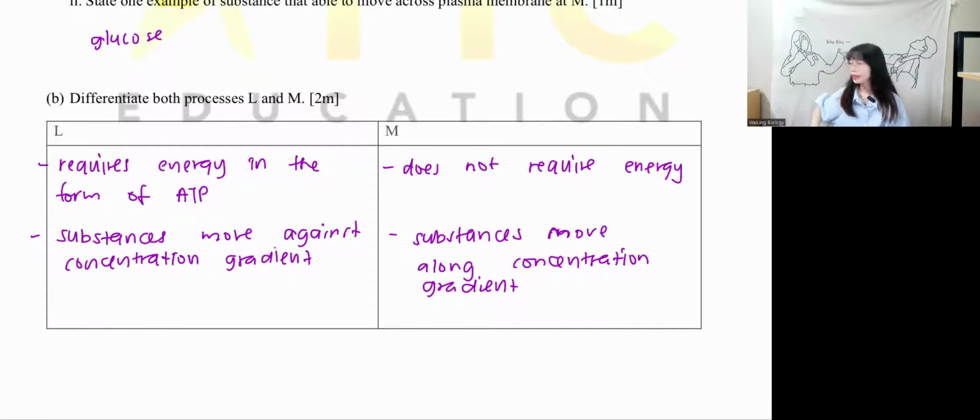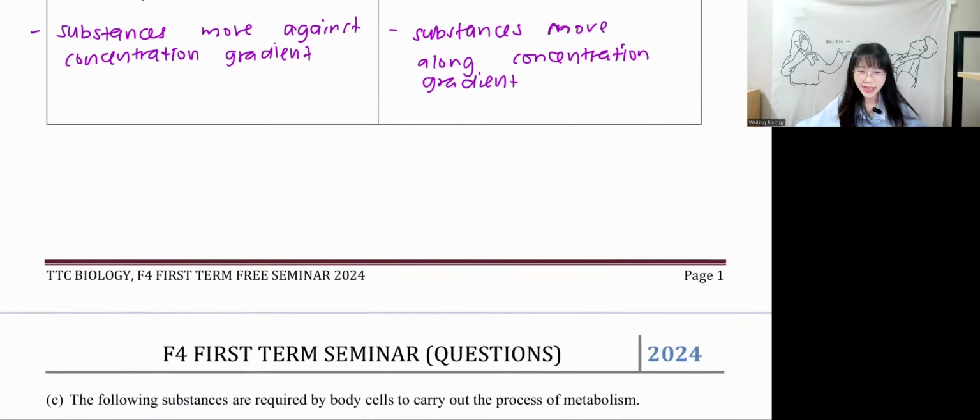Done with this page? Done, let me know. I'm going to wait for five of you. Done, let me know, yeah? Okay, done. We're going to move to the next question, guys.